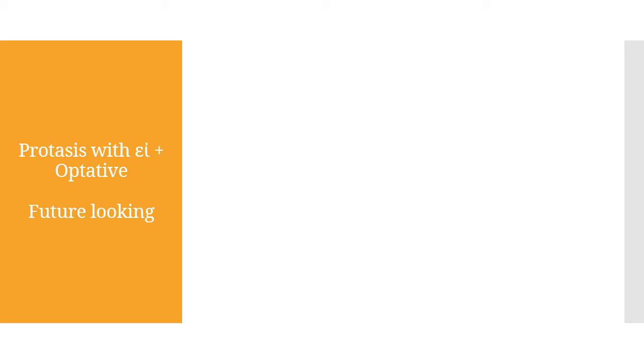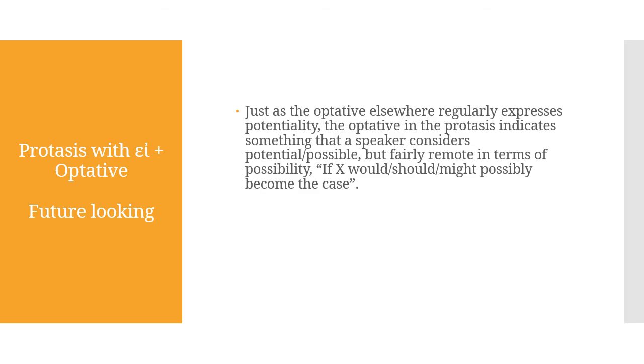Now, protasis with ei and the optative, where it is future looking. Just as the optative elsewhere regularly expresses potentiality, especially optative with an, and that's what we saw in the apodosis, so the optative in the protasis indicates something that a speaker considers potential or possible, but fairly remote in terms of possibility: if X should, would, might possibly become the case. It doesn't have an an, because ei with the optative doesn't require an an, and just because we're in a potentiality doesn't require the an. But the ei is moving us towards considering what is possible.